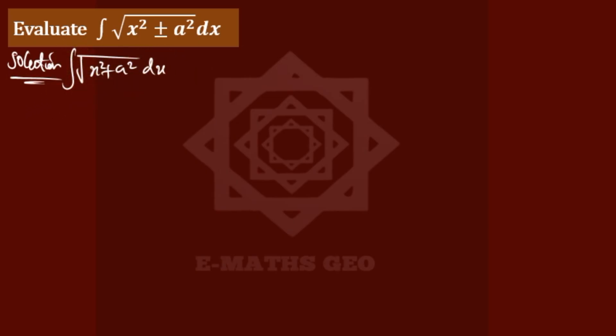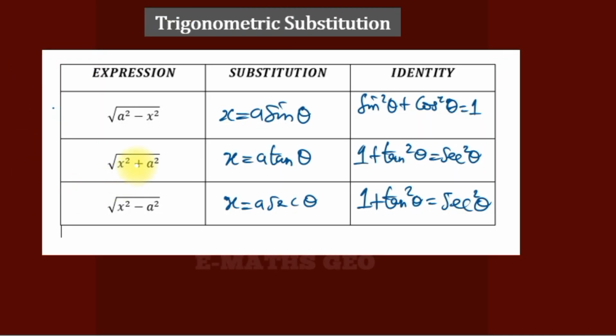From our integral, this is a trig substitution question. So let's look at the table. We have three different forms. If we have a squared minus x squared, that is, the constant is subtracting, we substitute x as a sine theta. If we have addition, we substitute x as a tan theta. If it's subtraction, we substitute x as a sec theta.